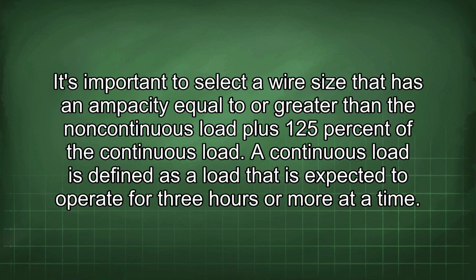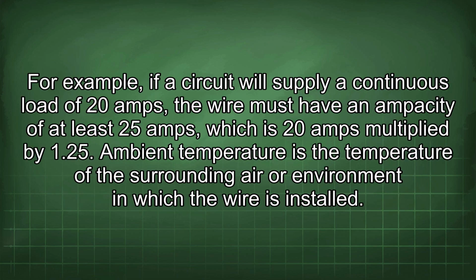It's important to select a wire size that has an ampacity equal to or greater than the non-continuous load plus 125% of the continuous load. A continuous load is defined as a load that is expected to operate for 3 hours or more at a time. For example, if a circuit will supply a continuous load of 20 amps, the wire must have an ampacity of at least 25 amps, which is 20 amps multiplied by 1.25.